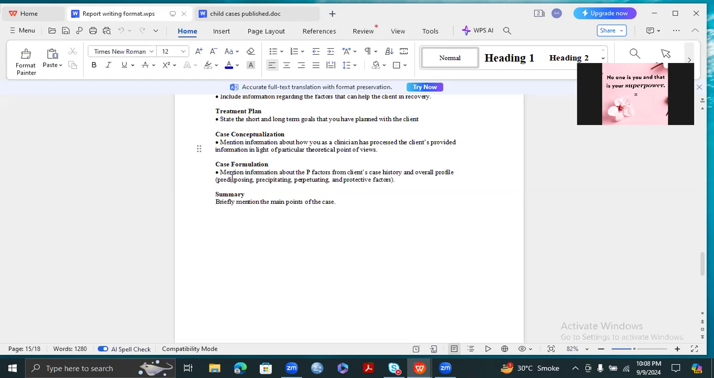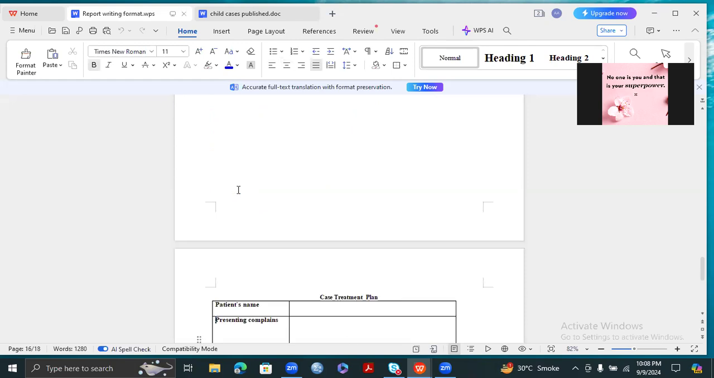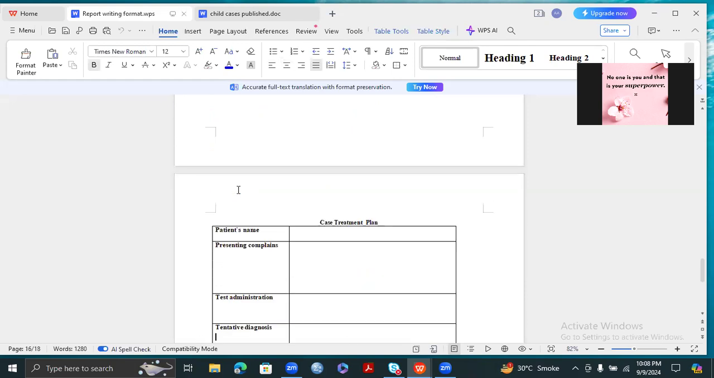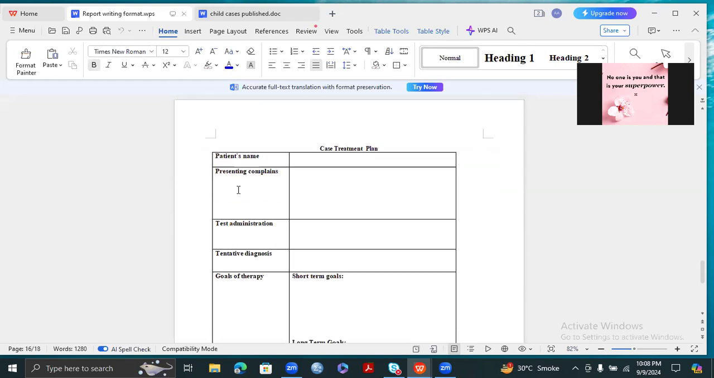Then comes your case formulation. We have discussed what the P factors are that can be involved and how they would project the whole case for you, just for the others' understanding and overall profile, right? Then comes the summary of the case. This is a particular standard way to present your whole case and the steps for you to appropriately guide through.